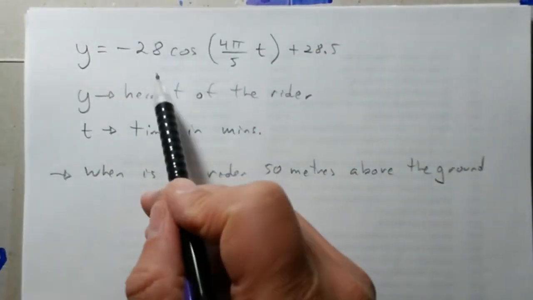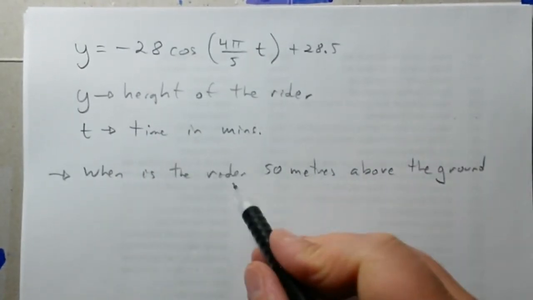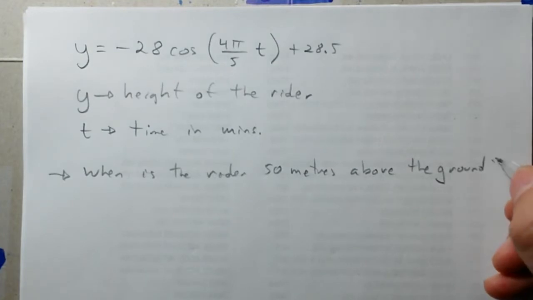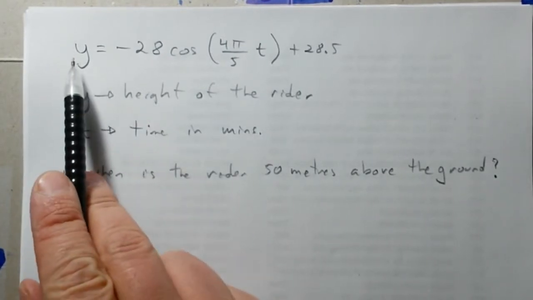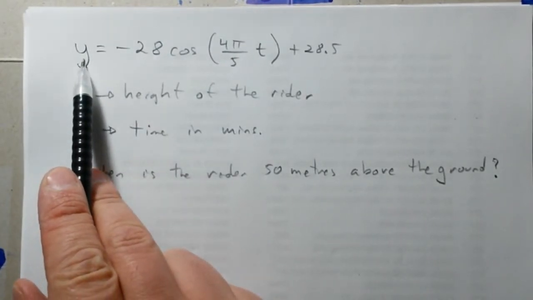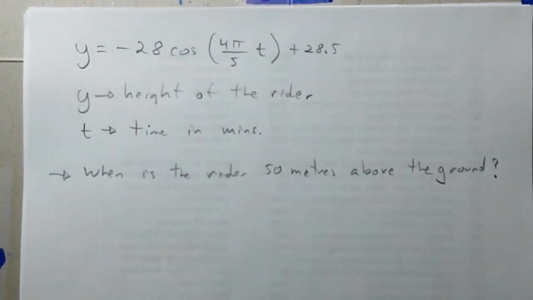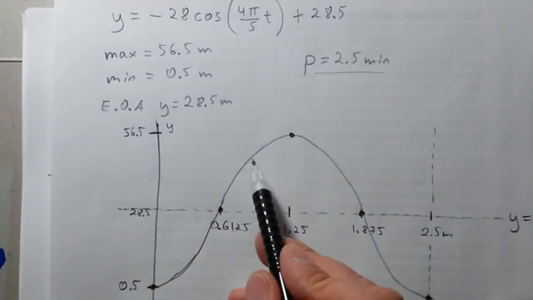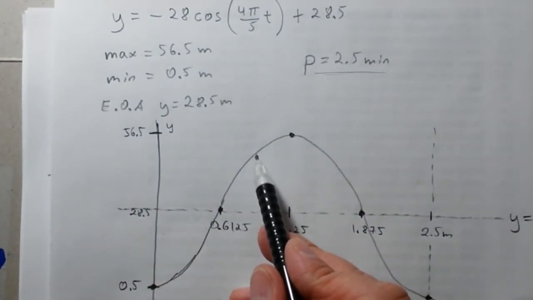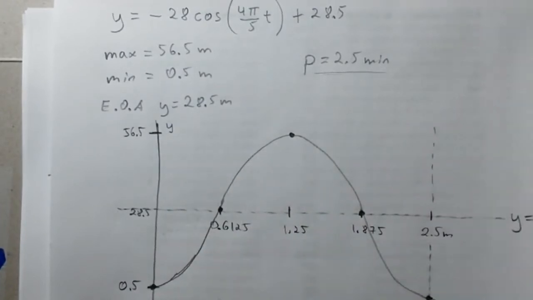We've got the equation. We know that y is the height of the rider, t is the time in minutes, and when is the rider 50 meters above the ground? So in other words, what do we need to do? We need to let this equal 50 meters and solve for t. So when we figure out when the rider is at 50 meters above the ground, then we can make several calculations here in order to find out the interval.